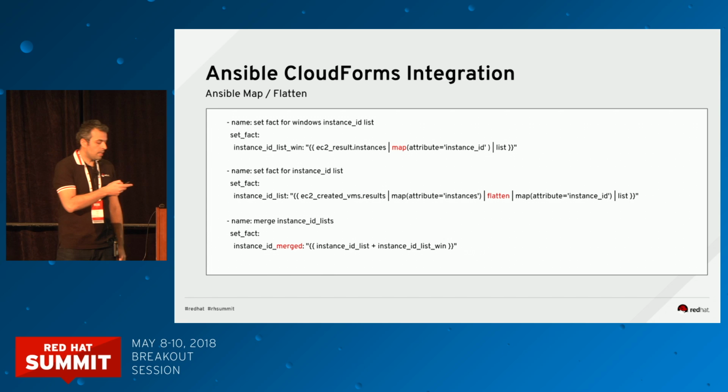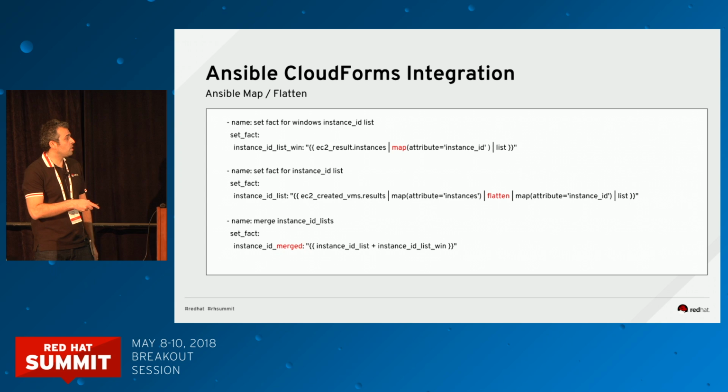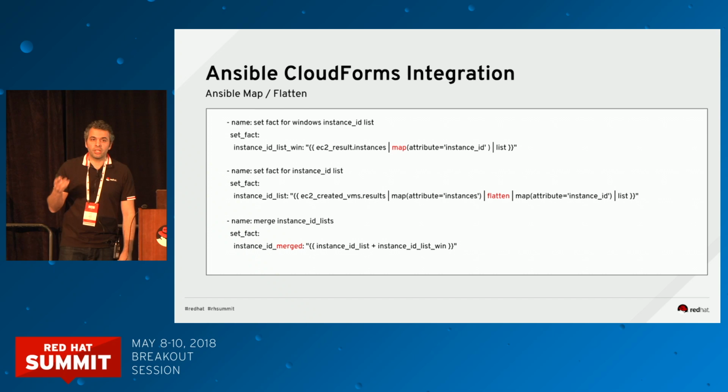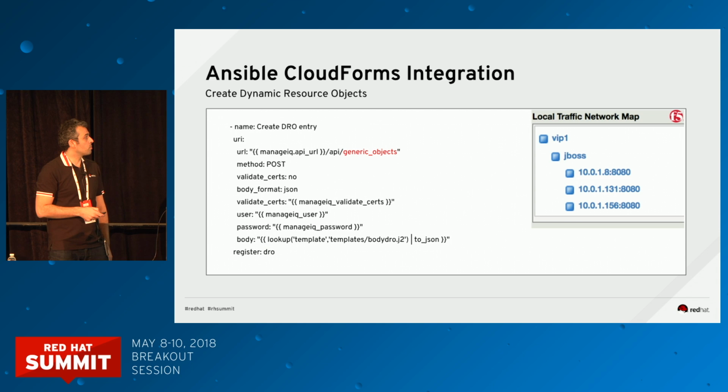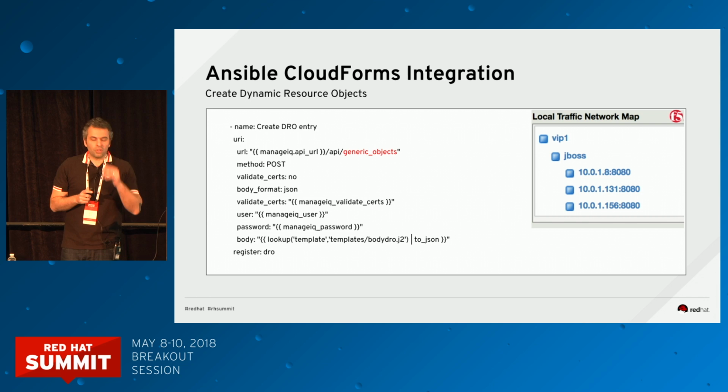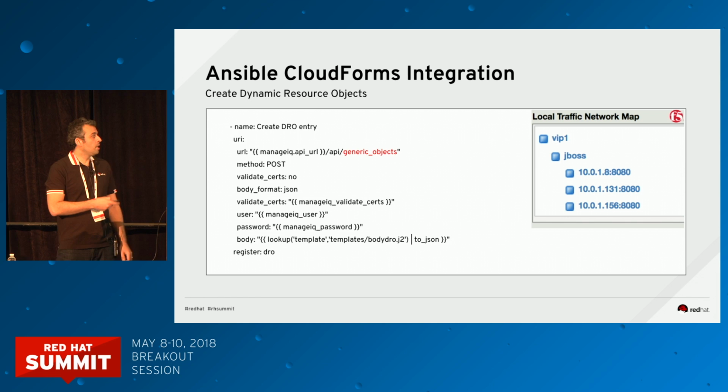Another nice piece too, down here, so I have the Windows instances and the Linux instances, and I'm merging both lists together, which I then can use to add all the VMs to the actual service in CloudForms. So one piece, and you're going to find some documentation about it. The doc team is working on publishing those as well. So if you want to use dynamic resource objects, of course, this is all available via REST API, right?